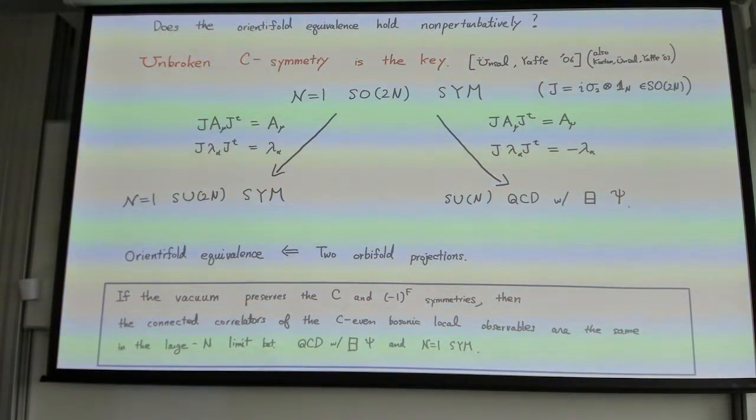You can get N=1 SU(N) super-Yang-Mills theory out of SO(2N) Yang-Mills theory. But if you flip the sign of the gluino for the projection, then instead of super-Yang-Mills theory, we can show that you will obtain SU(N) QCD with the two-index anti-symmetric representation of the Dirac fermion.